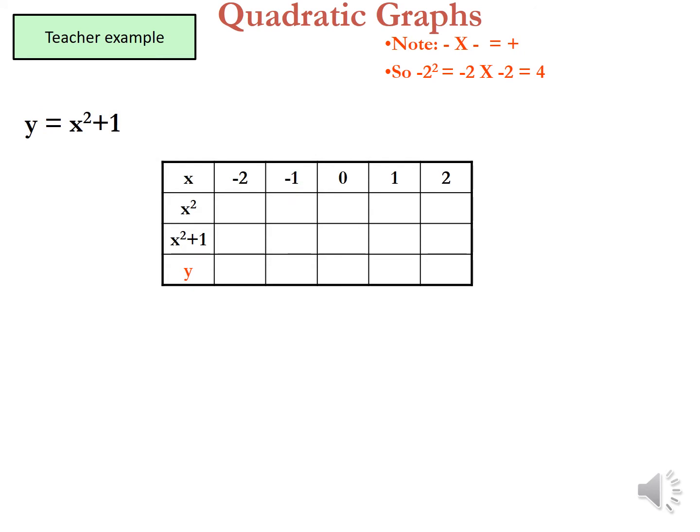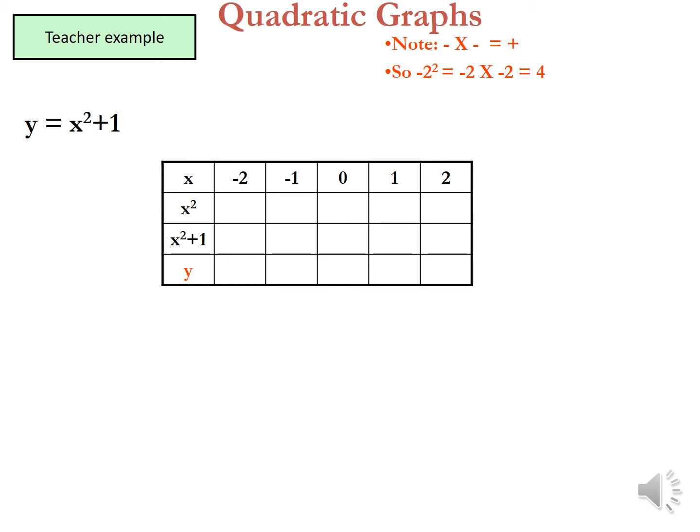Okay, so let's have a look at this example. y equals x squared plus 1. Let's talk about the relationship between the x coordinate and the y coordinate. So start off with the x coordinate. We need to square the x coordinate, and then once you have squared the x coordinate, we add 1 to it, and that will give me my y coordinate.